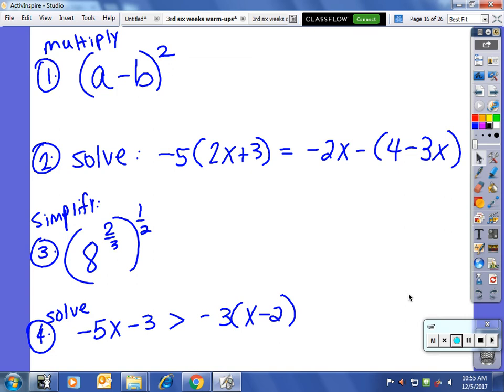These are questions that were on the CBA last year, so you have to make sure you're paying attention to warm-ups. This is pretty much the only review you're going to get, because we'll be learning new stuff all the way up to CBA time. Alright, number 1, to square a binomial, you have to use FOIL. You should have gotten a squared minus 2ab plus b squared.